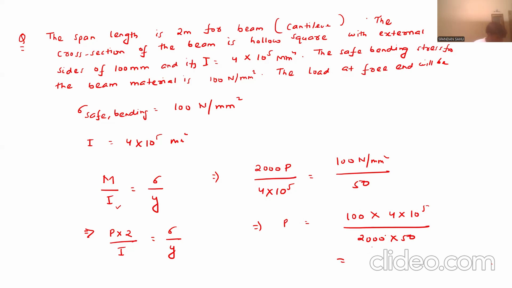So from here, what you will get, just simplify this and tell me the answer. You are getting 400 Newton. So 400 Newton is the safe load that can be applied as a point load at the free end. So this is your solution for this question.